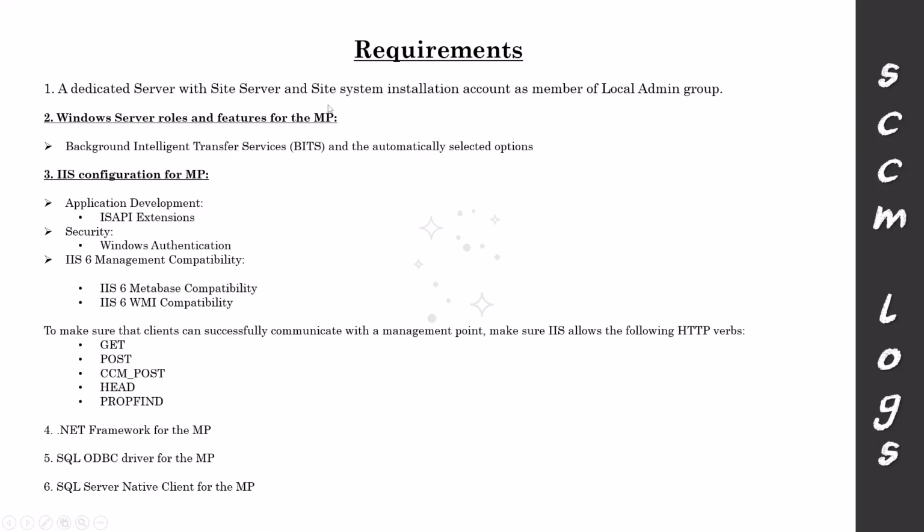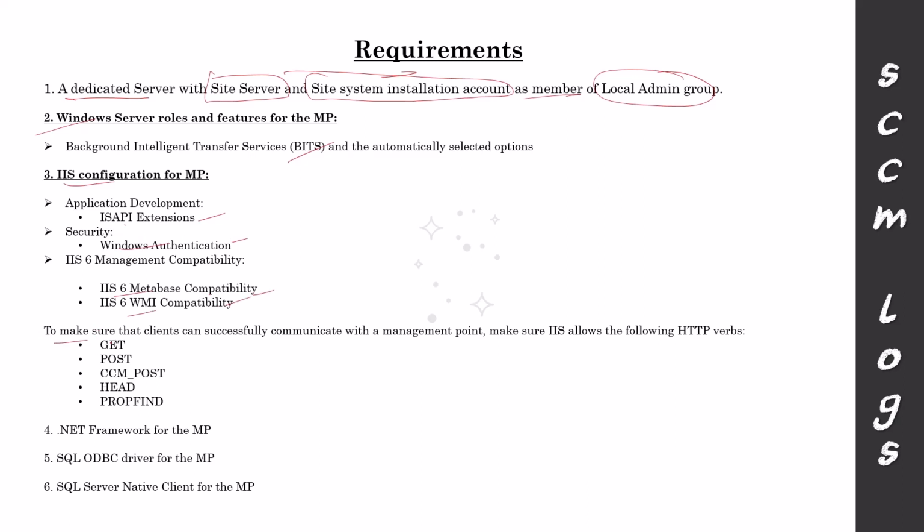Correct. So let's see the requirements. Okay. So we need a dedicated server. So we already have the dedicated server, no problem. And also we need to add the site server and the site system installation account as the local admin group member. Okay. So fine, we'll add those two. And then we need to add the features, the BITS, and the IIS configuration.